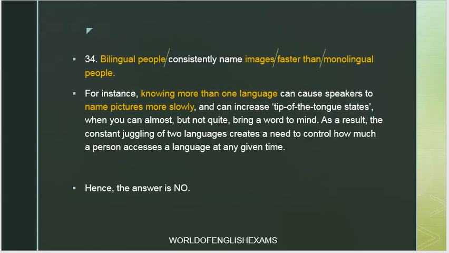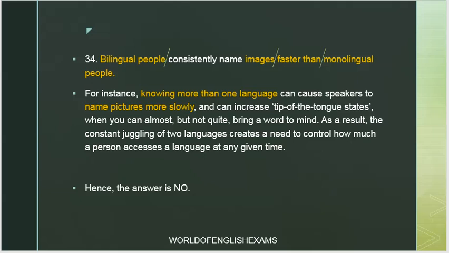Bilingual people consistently name images faster than monolingual people. Okay, so bilingual people are able to consistently, that is continuously, name images, nothing but pictures, faster than... Again, the moment you see the word than, it indicates that there is a comparison. Again, they are comparing one more ability of bilinguals with monolinguals. What is that? Bilinguals can name the pictures. So if I present them certain images, they are able to name them faster, at a rapid speed, when compared to the monolinguals. That means monolinguals are a bit slower in comparison to the bilinguals at naming images. So that is what the question is.